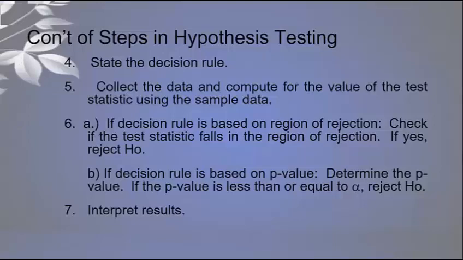If the decision rule is based on p-value, determine the p-value. If the p-value is less than or equal to alpha, reject the null. Then, the last step, interpret the result.